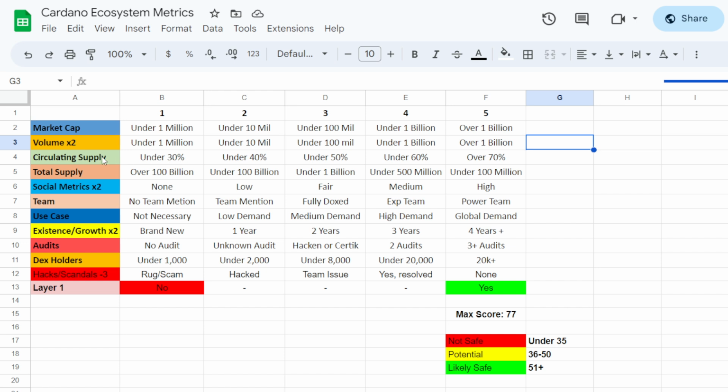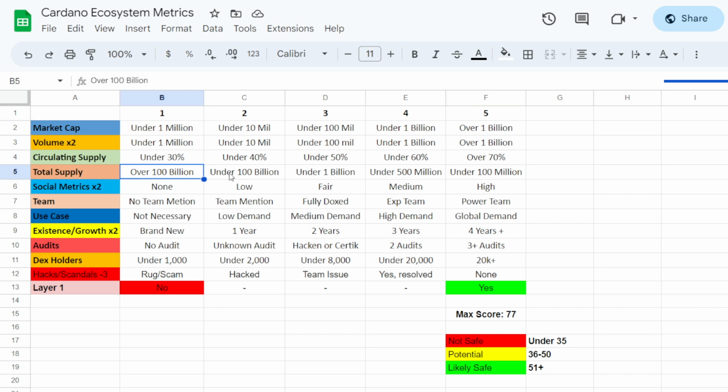Circulating supply. Now what this is that if there's under 30% of the total supply in circulation on exchanges or in public hands, it's only got 1 point. So the more of the total supply that is made available to the public, it's not being held by venture capital groups or team members. If you've got over 70%, you get 5 points. Over 70% of your total circulating supply should be readily available to the public on trading platforms, staked, whatever. Okay. Now your total supply over 100 billion, you only get 1 point.